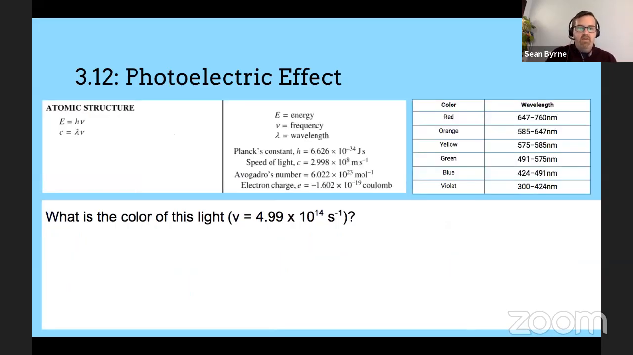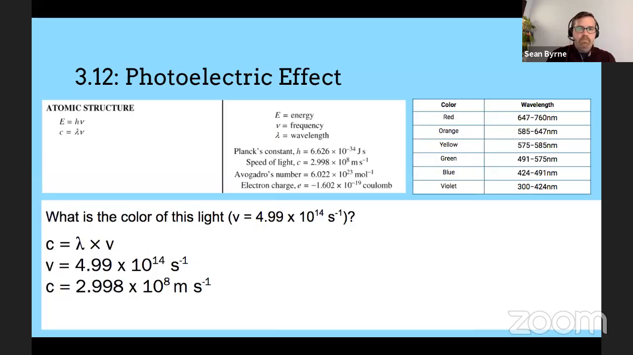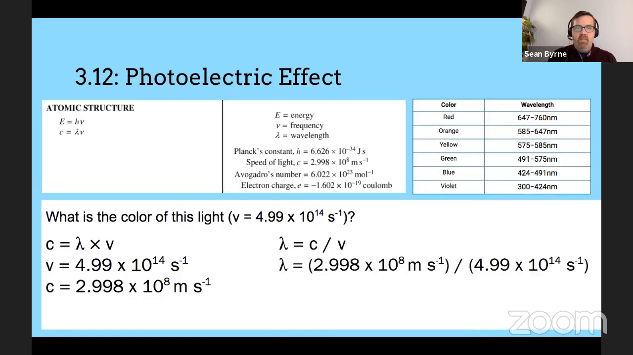We could take this a step farther and say, well, what is the color of this light? So if our frequency is 4.99 times 10 to the 14th, what color would that be? So we need to correspond that. We'd have to be given, right? You wouldn't be expected to memorize this, but if you were given a chart like this that said, here are the wavelengths of light, what color is the light that has this frequency? We're going to use the speed of light. And with our frequency, our wavelength is equal to c divided by ν, and we get something like 6 times 10 to the minus 7th.